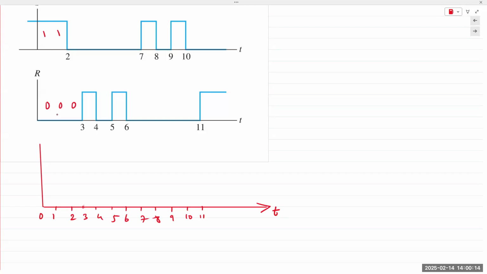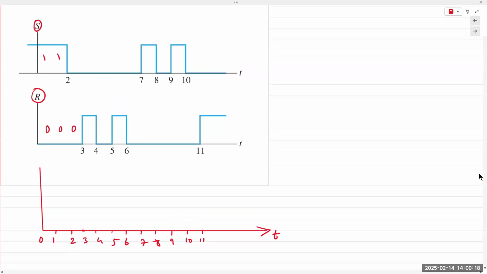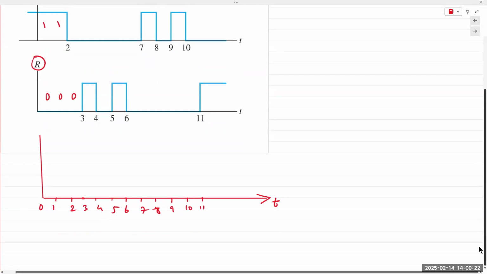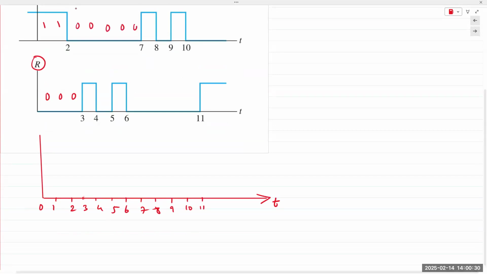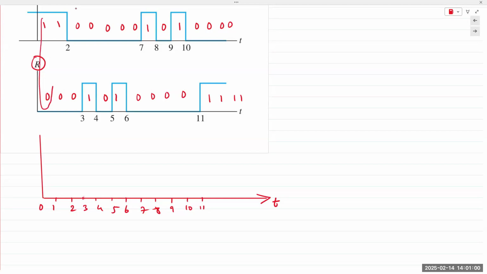So here, my S input and my R input are displayed graphically. I'm going to simply write out the logic level based on the waveform. So my set input is 1, 1, 0, 0, 0, 0, 0, 1, 0, 1, and then 0, 0, 0, 0, and so on and so forth. And my reset input is 0, 0, 0, 1, 0, 1, and 0, 0, 0, 0, and then 1, 1, 1 continues for 11. Between the time period of 0 and 1, my reset input is 0, set is 1, and 0, 1 should give me logic high or 1. 1 and 0 should again give me a logic high or 1.